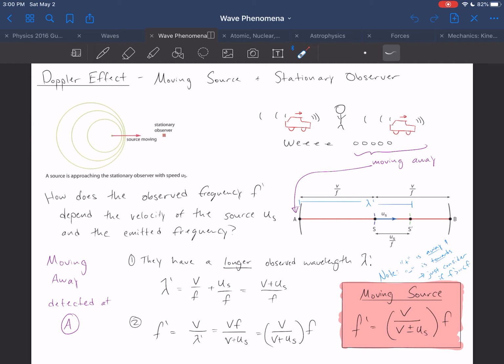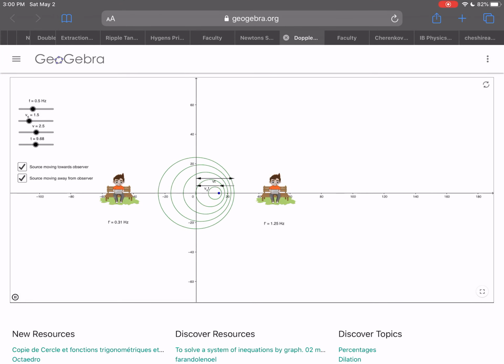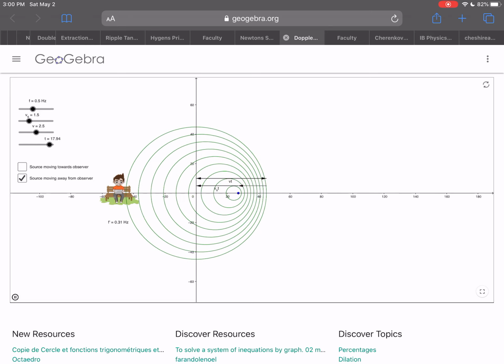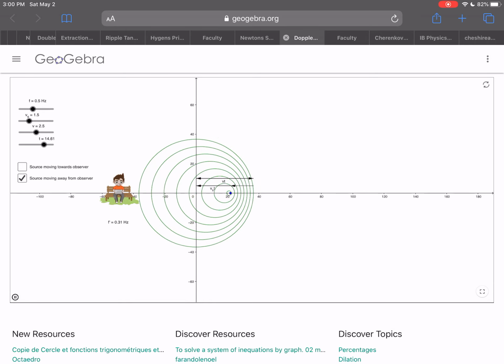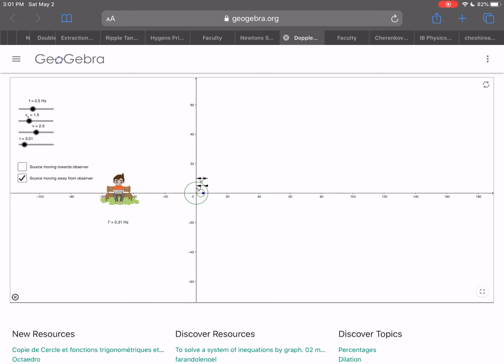We can again use the simulation to get a general sense of what's going on. So instead of a source moving towards the observer, now we can see that our little person is detecting longer wavelengths. And we're going to try to use the same analysis to figure out what that detected frequency should be.